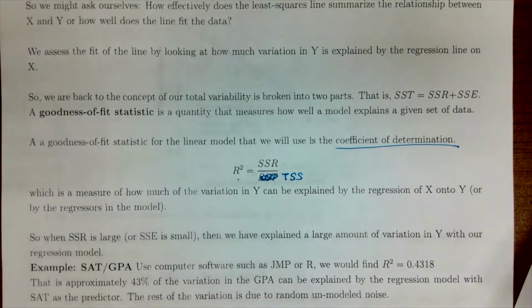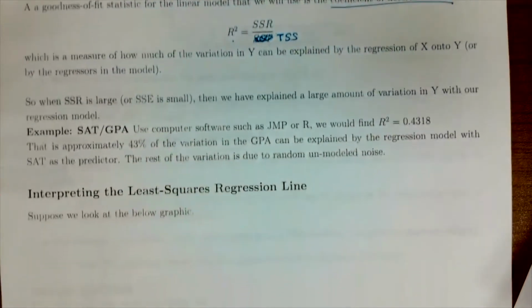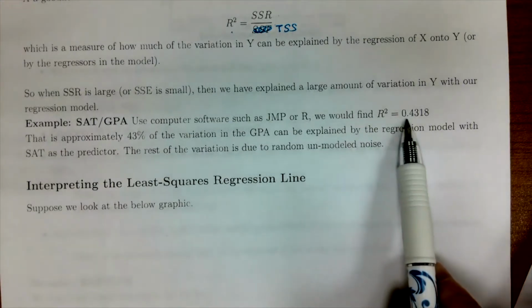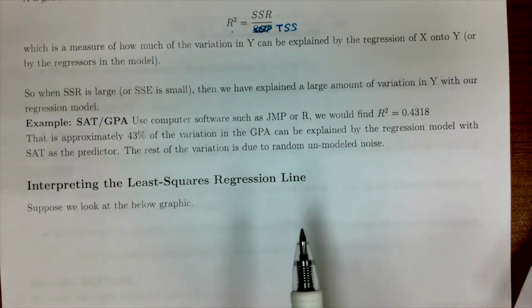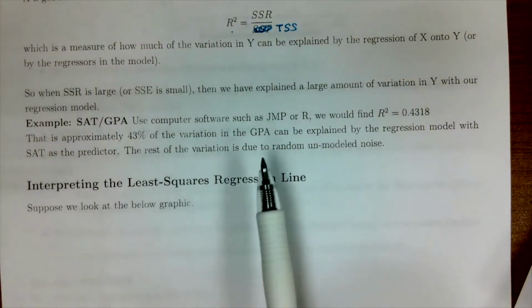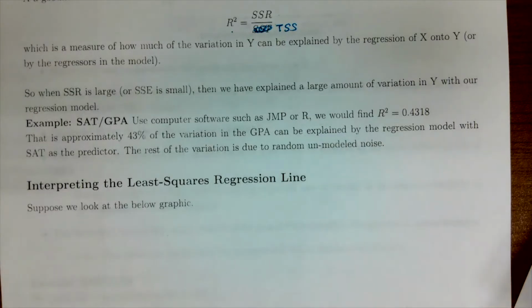So when your sums of squares regression is large, we have a large amount of variation in Y explained by our regression model. If we were to apply this to our GPA SAT example, we would find that we have an R squared of 0.43. How we would interpret it is that this is approximately 43%. So 43% of the variation in GPA can be explained by the regression model with SAT as the predictor. The rest of the variation is due to random unmodeled noise. Okay.